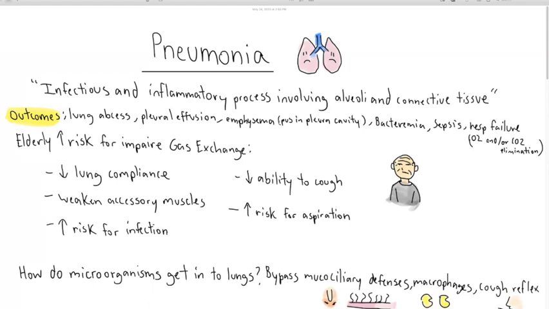The elderly population is more at risk for impaired gas exchange because they have decreased lung compliance and weakened accessory muscles, increased risk for infection, decreased ability to cough, and increased risk for aspiration.